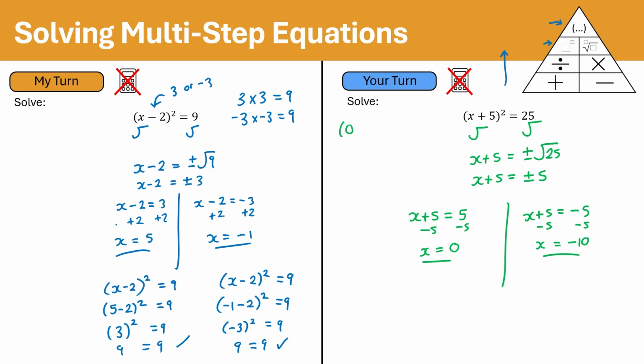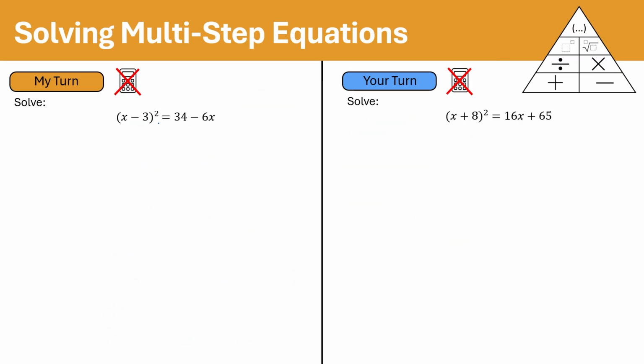So I could have 0 add 5 squared, and that should be equal to 25. Well, of course, that bracket is just 5 squared, which is 25, and that's equal to 25, so that works. And my other option is x is equal to negative 10, so let's substitute that in instead. I've got negative 10 add 5, and that's squared, and that should be equal to 25. Negative 10 add 5 is negative 5, and I need to square that. And negative 5 squared is 25. So you can see that negative 10 works as a solution, and so does 0.